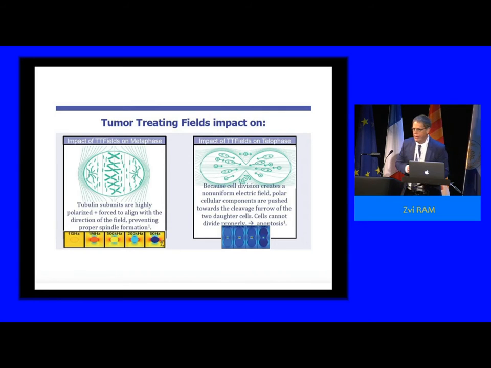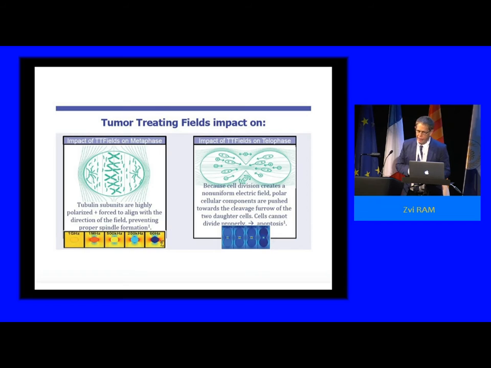It affects the cell cycle at two major checkpoints. One of them is at metaphase, when you have organization of the chromosomes with the spindles forming to try and pull them apart. And the tubulin subunits are highly polarized. That's why they're very susceptible to the alternating fields. So it stops this process during metaphase.